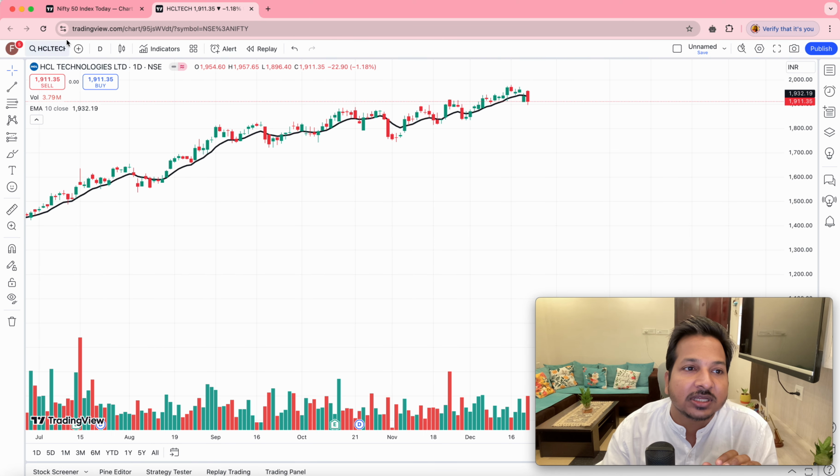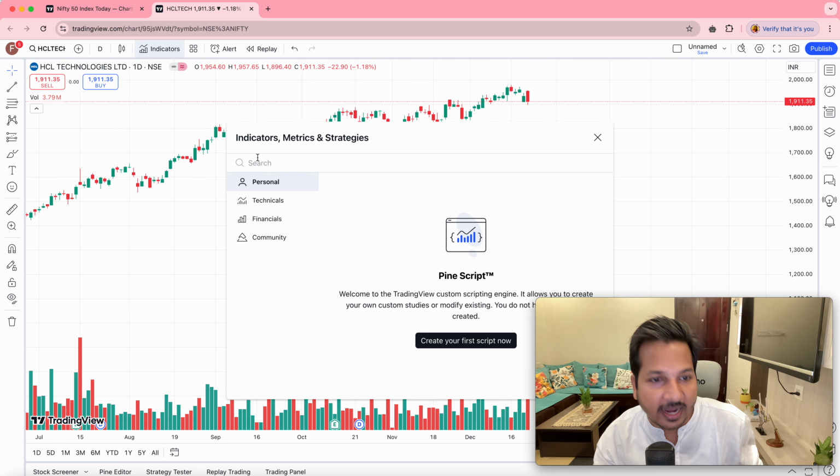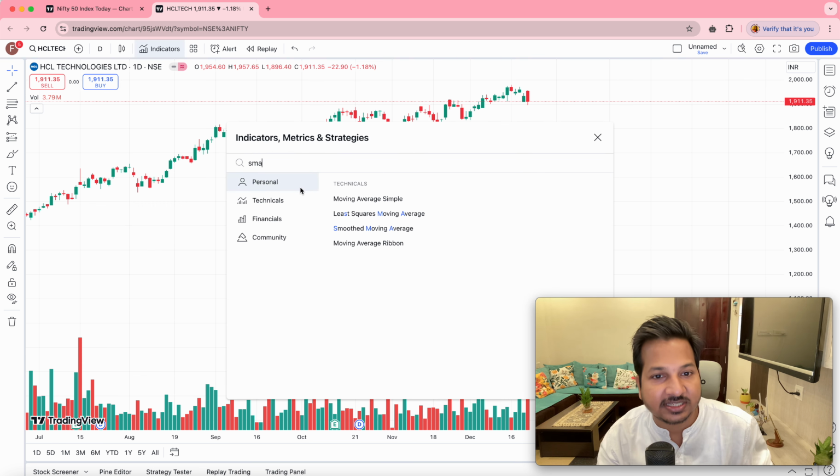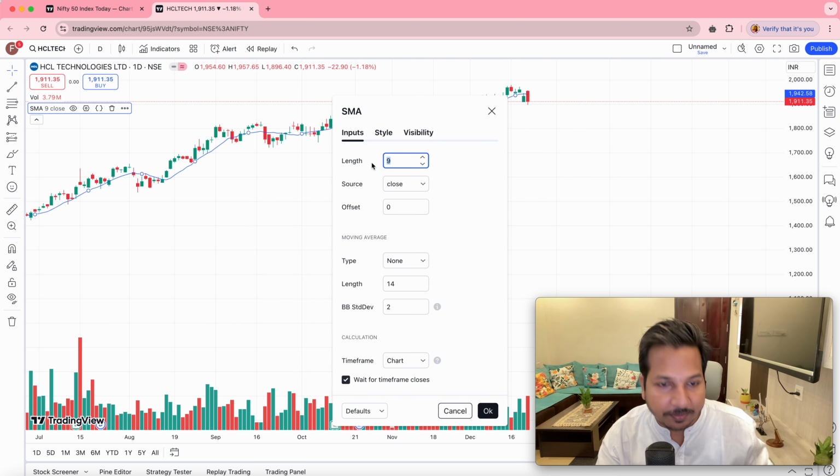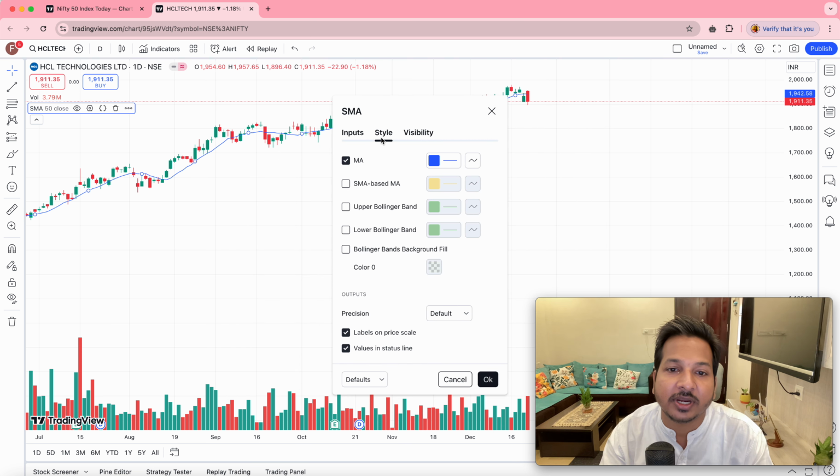So how it works: suppose this is the daily chart, so you have to delete this EMA and add the simple moving average, SMA. And in the SMA setting you have to go and change it to 50. In your broker's terminal also you can do all these things.